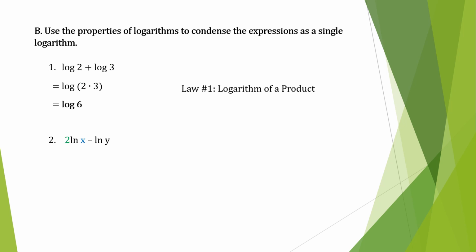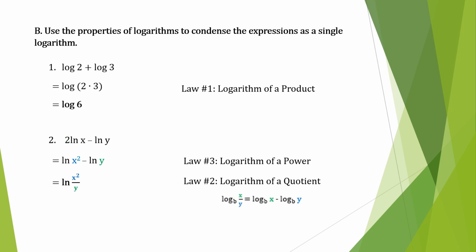Number 2, take note that ln means natural logarithm. Number 2, 2 natural logarithm of x minus natural logarithm of y. So we will apply logarithm of a power. So this will be equal to natural logarithm of x squared minus natural logarithm of y. Next, we will apply logarithm of a quotient. So we will have natural logarithm of x squared over y.